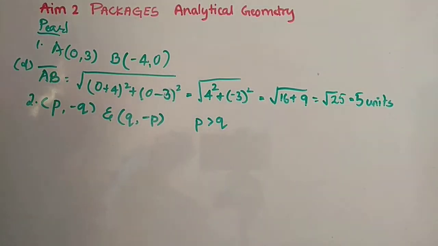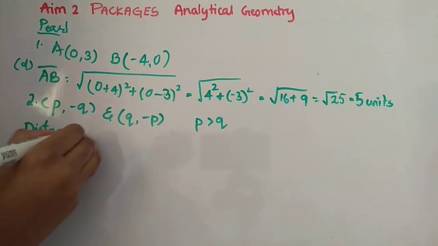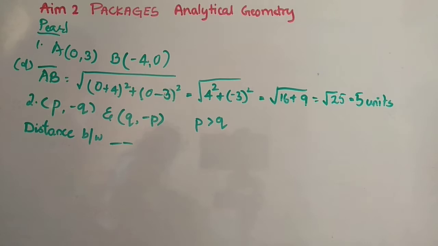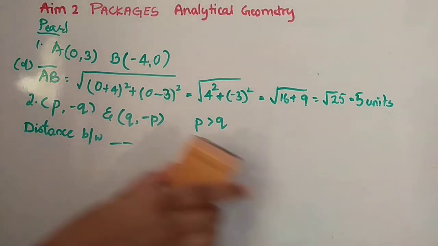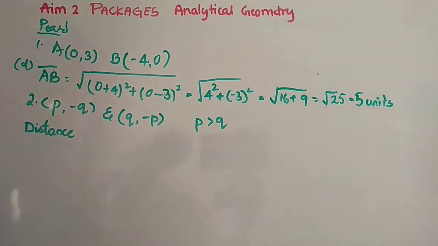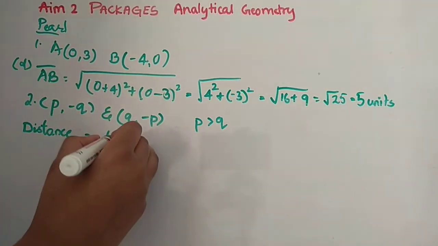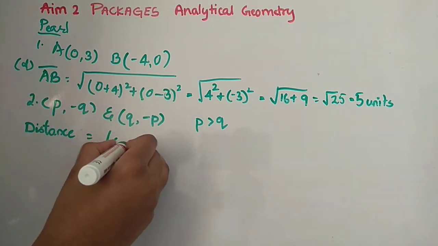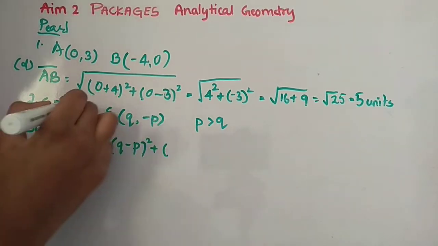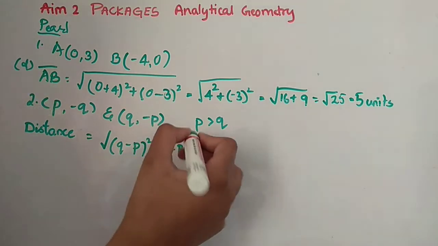So now the distance between these two points we will write. You should write the point names: distance between (p, -q) and (q, -p). But I am not writing it. We will directly solve it. Root over, what is x2 here? It is q, minus x1 is p, whole square, plus y2 is minus p, y1 is minus q. So minus of minus, right? So this will become plus.